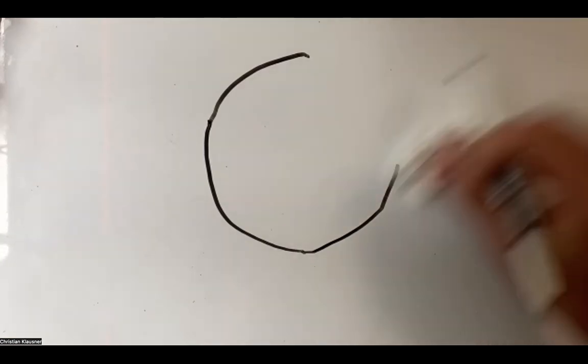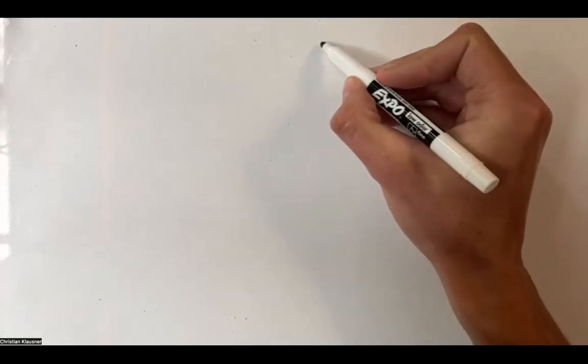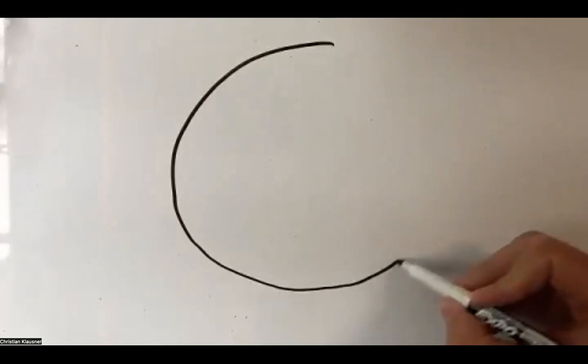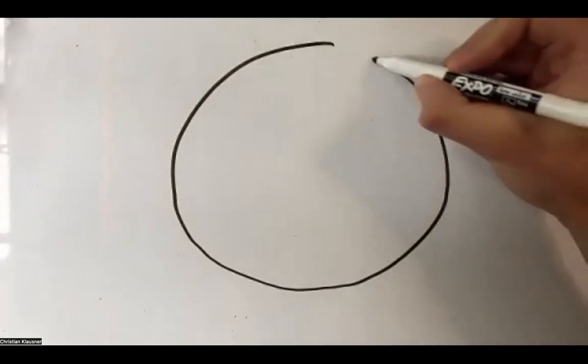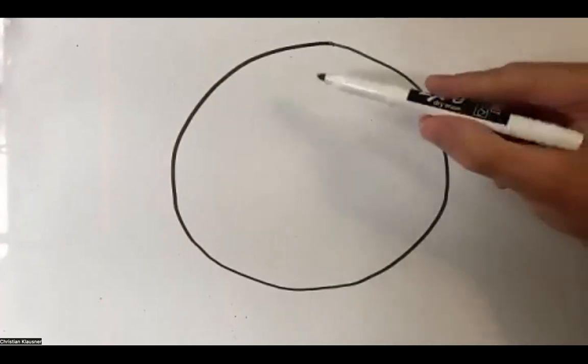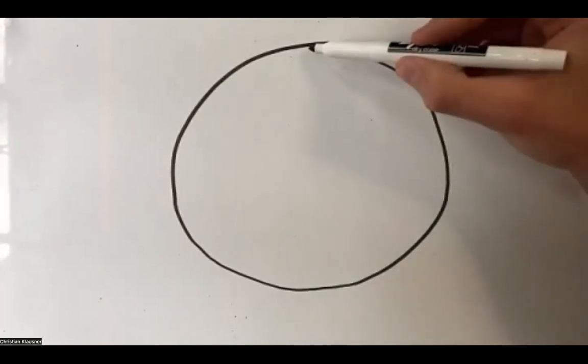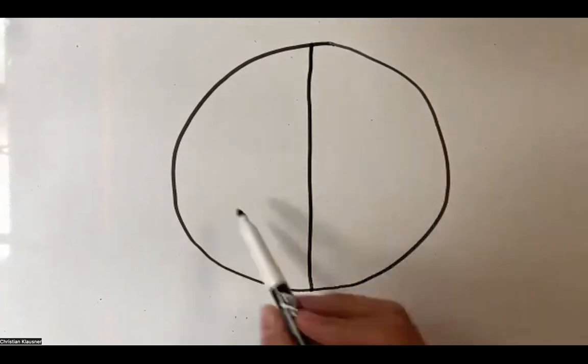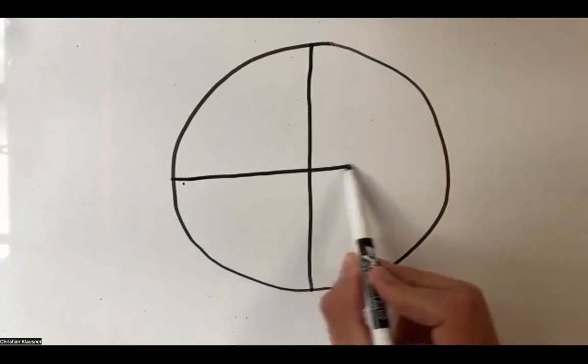Actually, you know what? I'm going to need a little more room than that. Okay, my perfectly imperfect circle. Now we're going to quarter this. We're going to make this into quarters. We're going to do our vertical line. Now we're going to do our horizontal line.